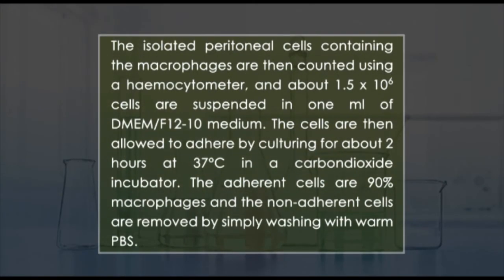The isolated peritoneal cells containing the macrophages are then counted using a hemocytometer, and about 1.5 x 10⁶ cells are suspended in 1 ml of DMEM F12 medium. The cells are then allowed to adhere by culturing for about 2 hours at 37 degrees Celsius in a carbon dioxide incubator. The adherent cells are 90% macrophages and the non-adherent cells are removed by simply washing with warm PBS.